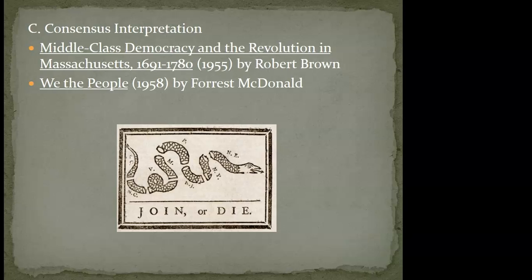So ultimately, what the consensus interpretation of the Revolution and the Constitution says is that republicanism, the idea of pushing for a democratic republic, is what caused the Revolution and the Constitution to take place. That was more important than economics. It was actually about the freedom of the people to have a voice in their government. And I think we still retain, for the most part, that interpretation today, although sometimes you'll see the economic push made every now and then.